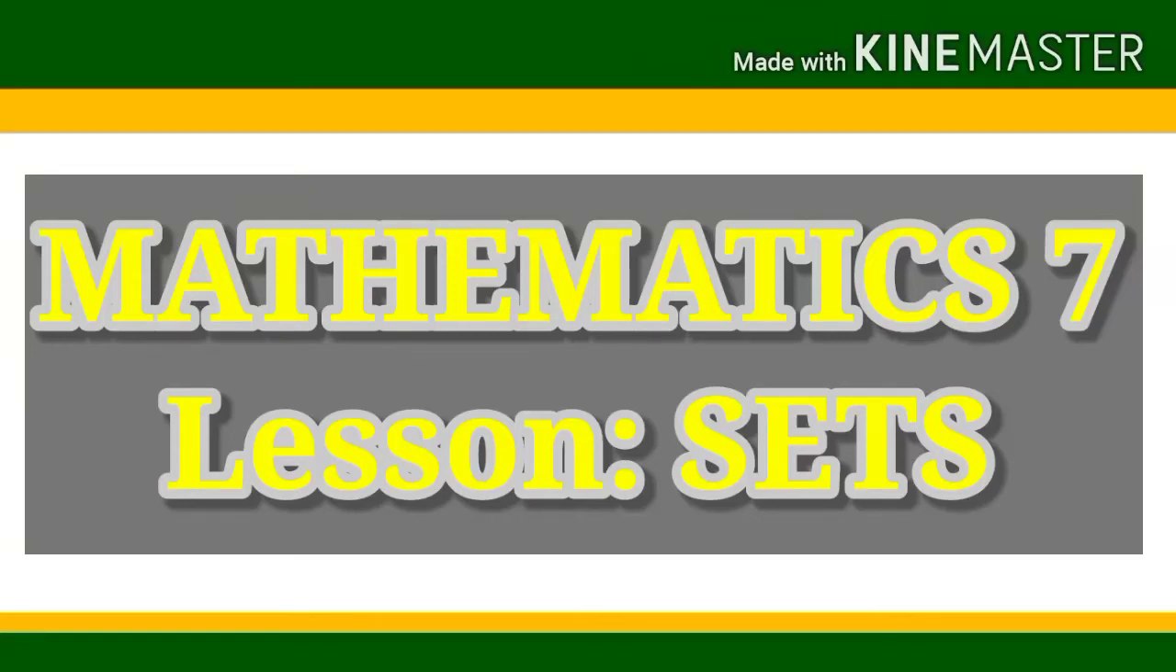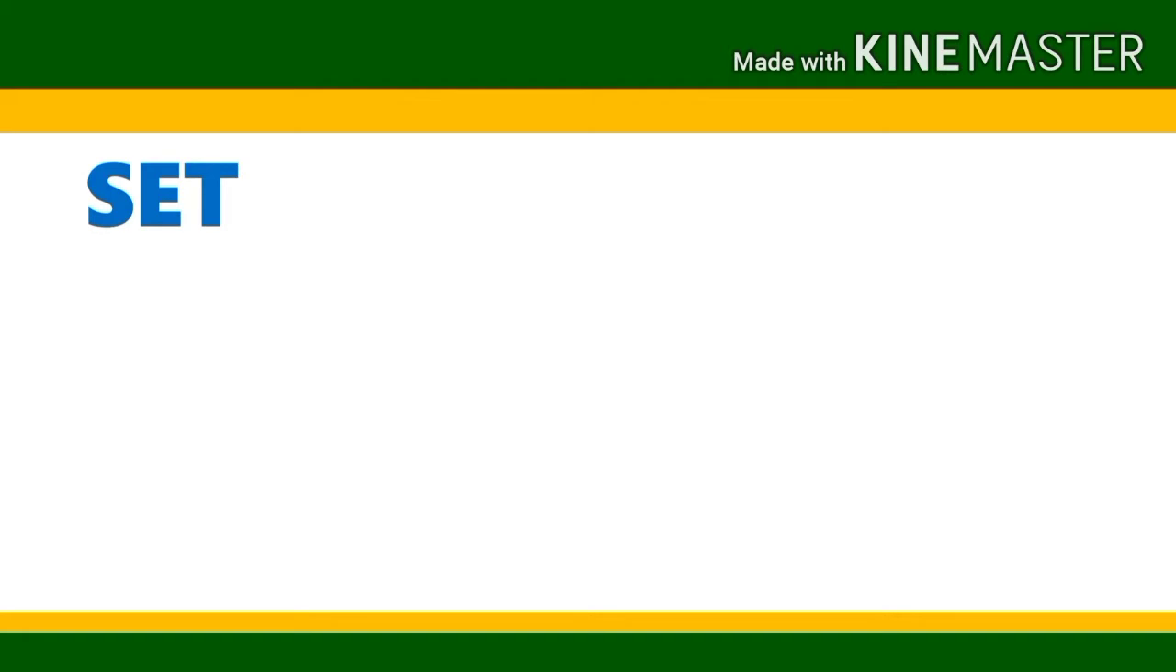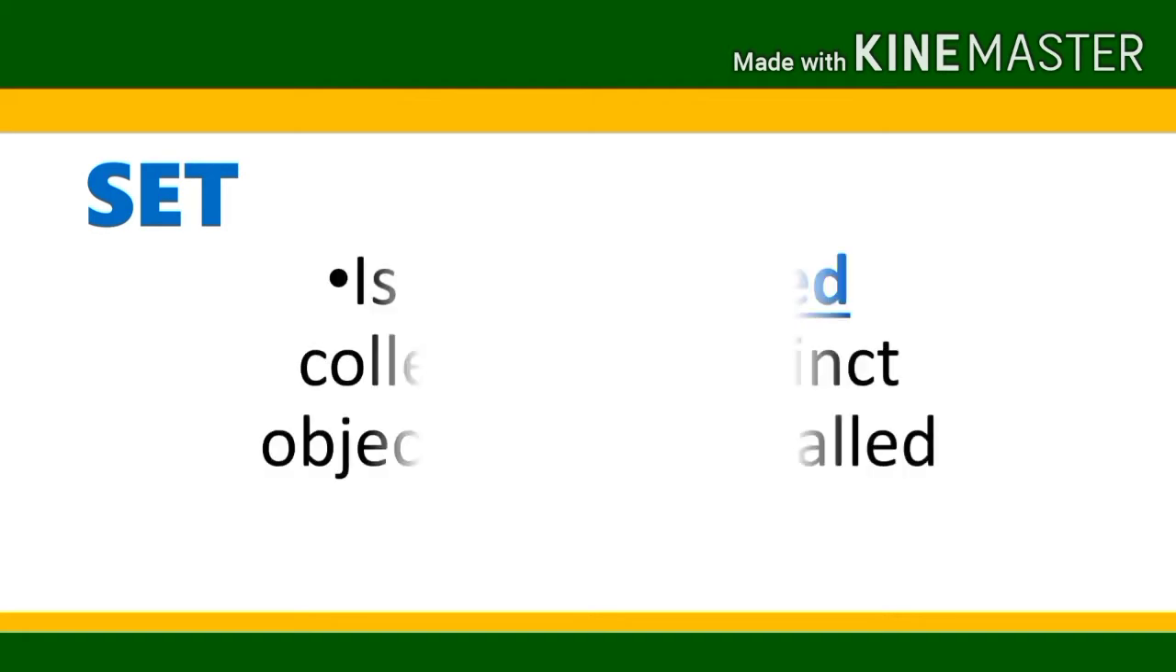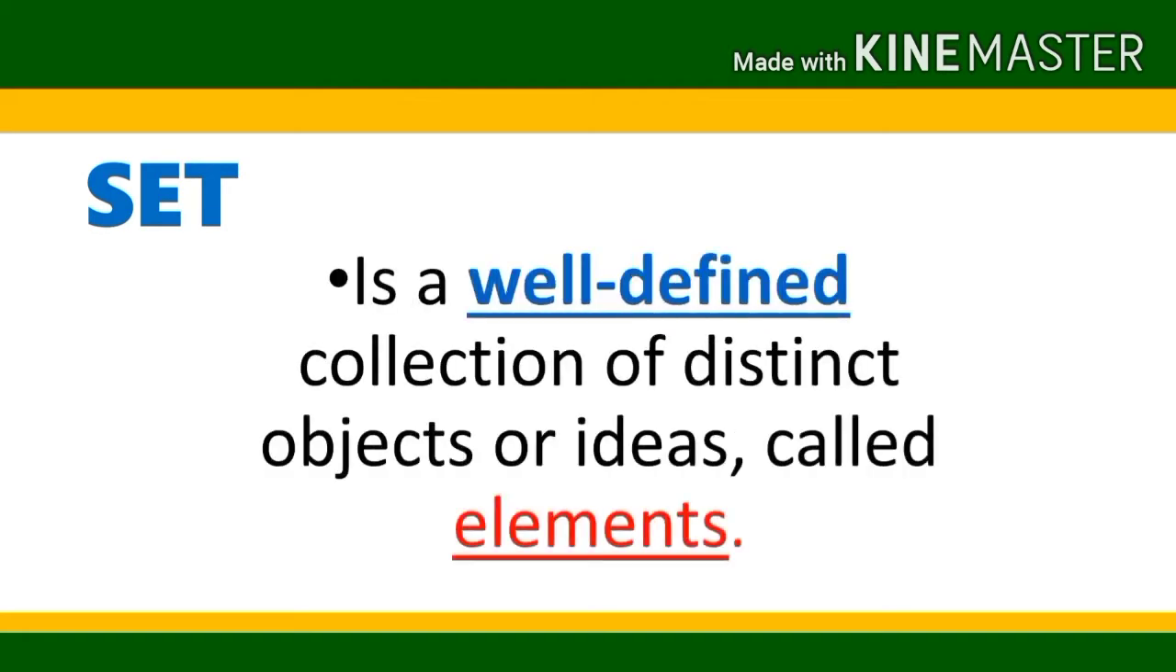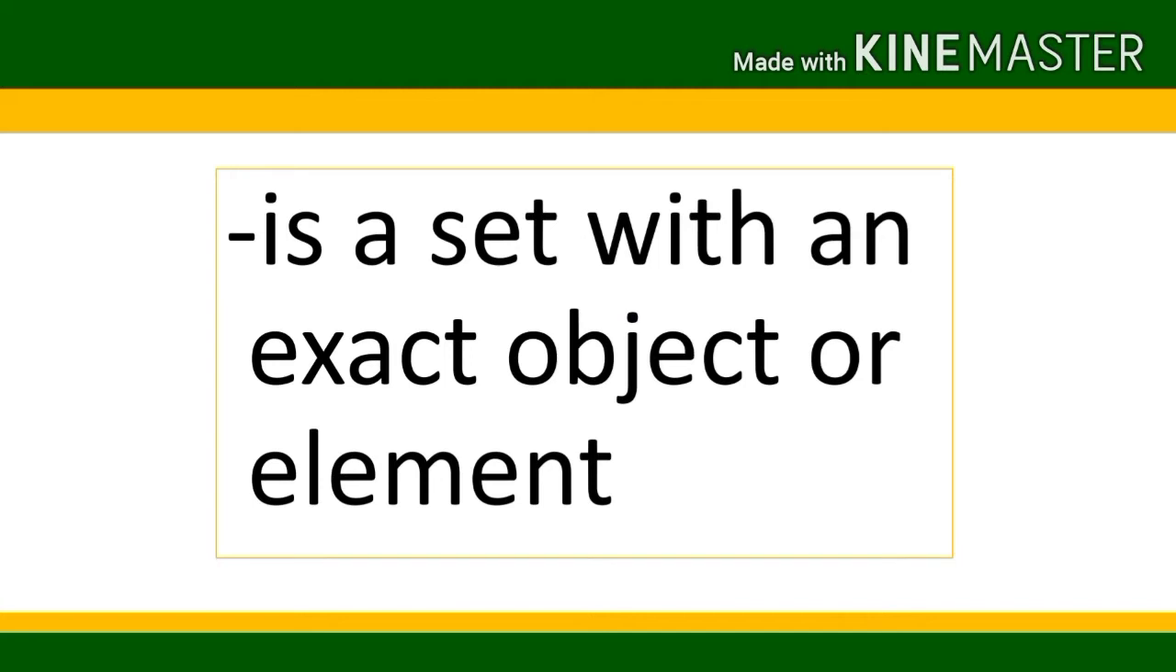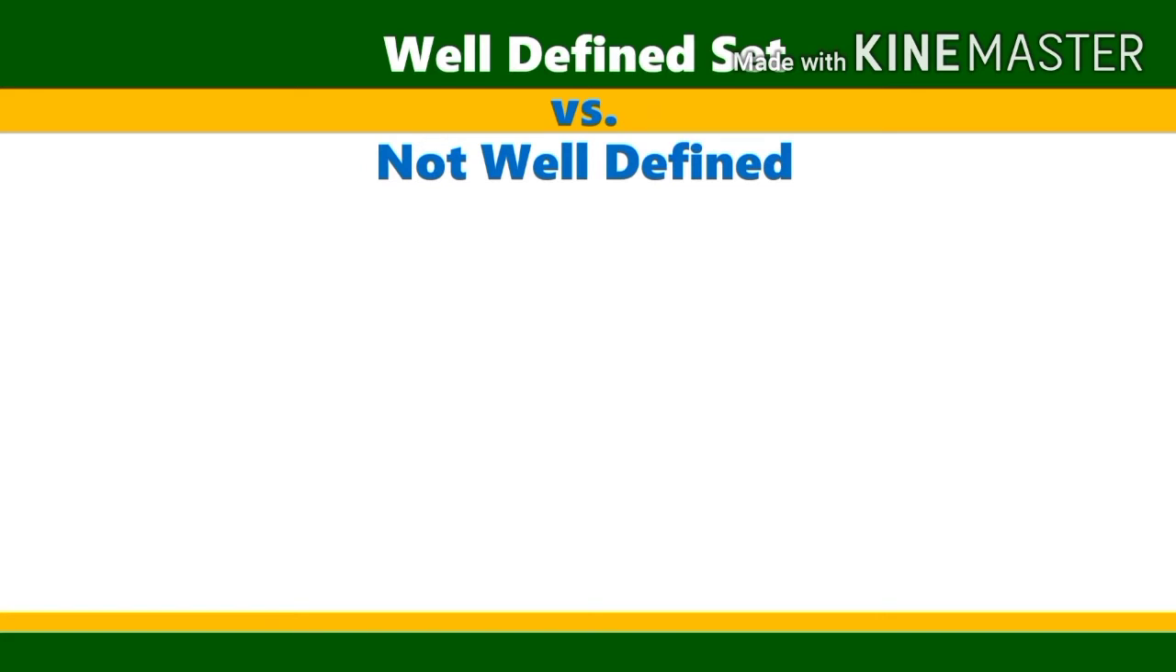Hello everyone! So today's lesson, we're going to discuss about set. And when we say set, it is a well-defined collection of distinct objects or ideas called elements. And when we say well-defined set, it is a set with an exact object or element. Next, we're going to identify if the given example is well-defined or not.